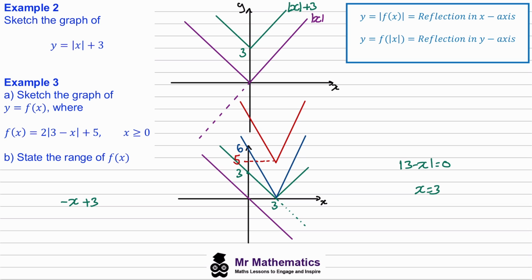For part B, to state the range of this function, well, the range considers the y values, and you can see the minimum y value is at positive 5. So for part B, the range, this is when f of x is going to be greater than or equal to a positive 5. Okay? Let's try example 4.